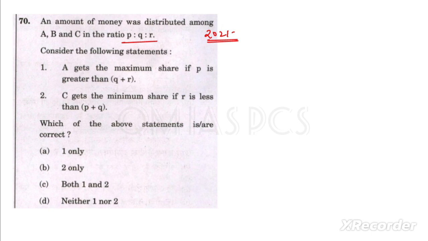Okay, so can we write this statement in mathematical form? It is given that P should be greater than Q plus R. If it is greater, then we can say A gets the maximum share. C is minimum when R is less than P plus Q. I have told you how to find the share.